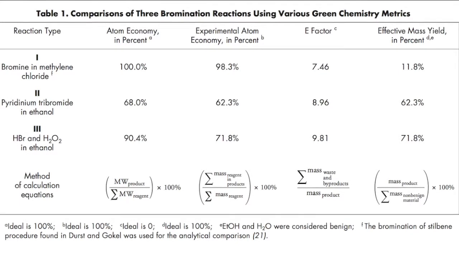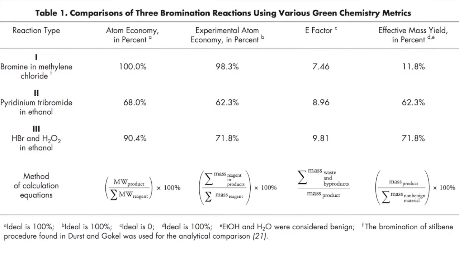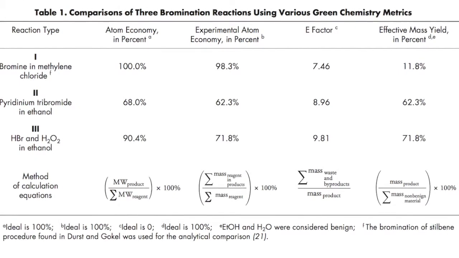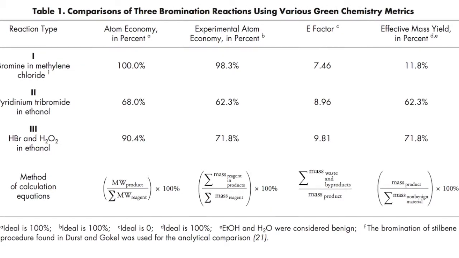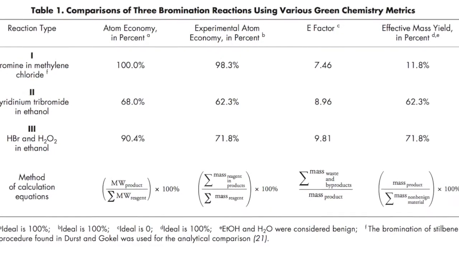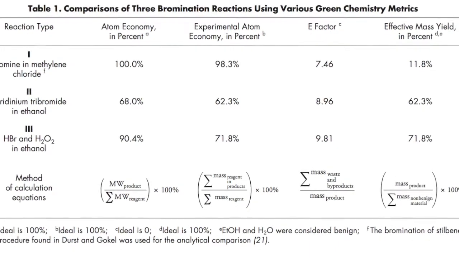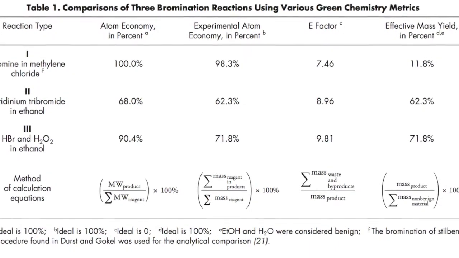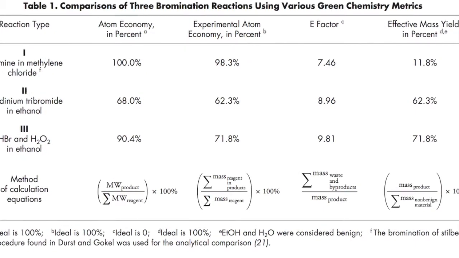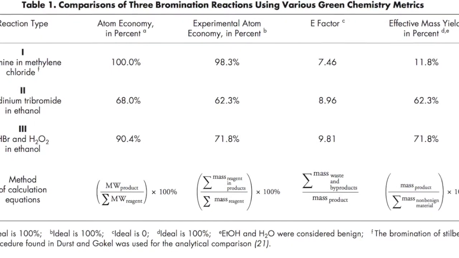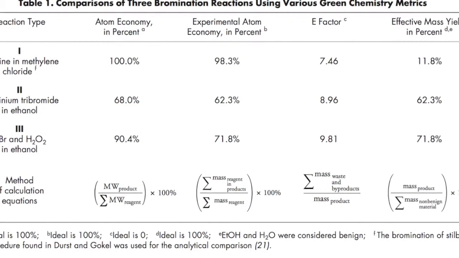When comparing the three reaction types, it is essential to take into account factors such as atom economy, E factor, and effective mass yield. Based on the table by Mackenzie of a similar reaction of trans-stilbene, the most dangerous reaction involving the suspected carcinogenic methylene chloride gives 100% atom economy, or how efficient the method is in producing the intended product. The much safer option, using hydrobromic acid and hydrogen peroxide, is close behind with a 90.4% atom economy.